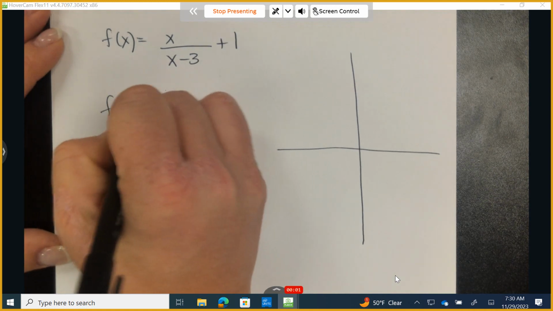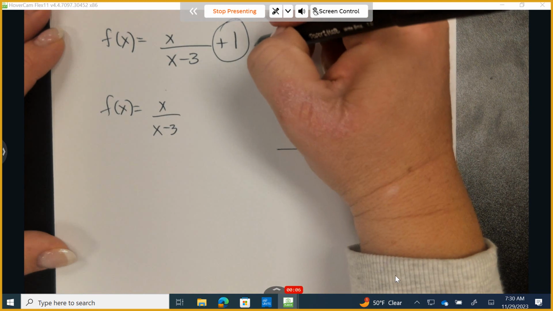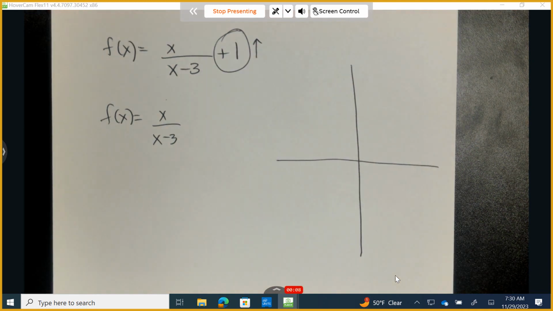I want you to think of this problem as only x over x minus 3. All this says is we're going to take this function and we're going to lift it up. It's a vertical shift up 3. So this is the function I'm looking at right now.